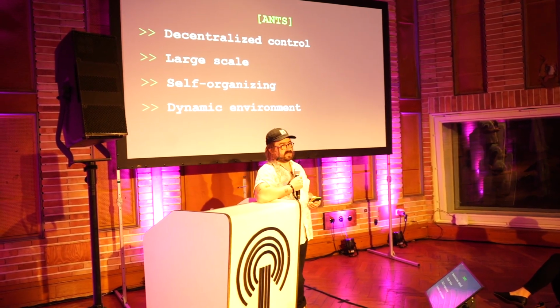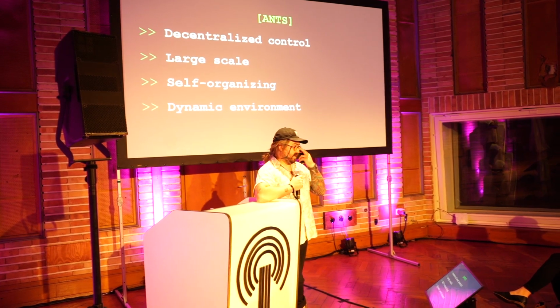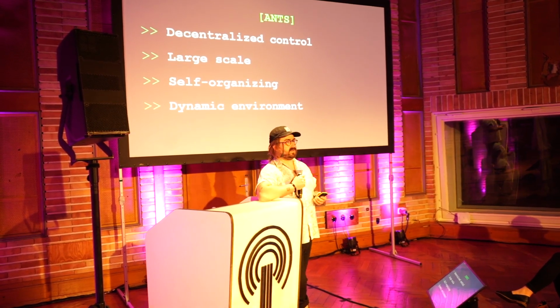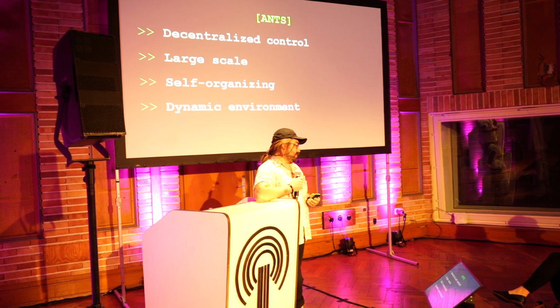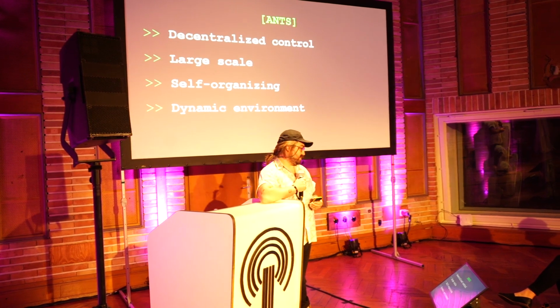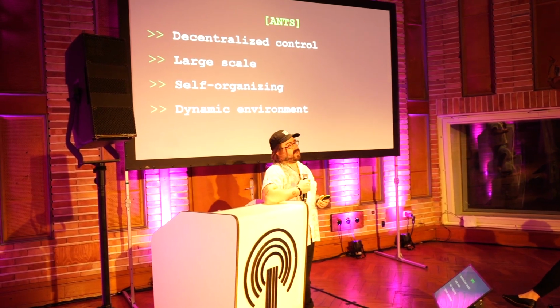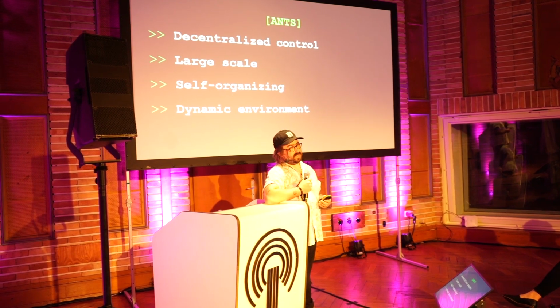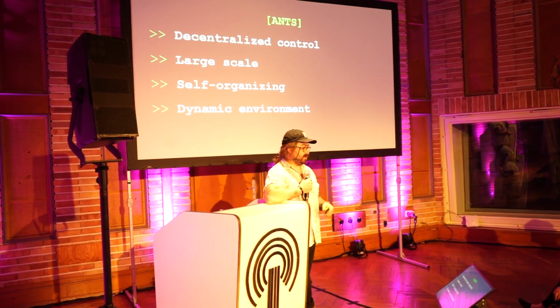Just because there's the presence of a queen does not necessarily mean that she's the one delegating the role of each one of the ants in the network. It's a large-scale system that's self-organizing. Everyone knows their place and they can act accordingly based on simple interactions with each other. The dynamic environment means that they don't have control over their world, just like us, and they're just trying to make do.